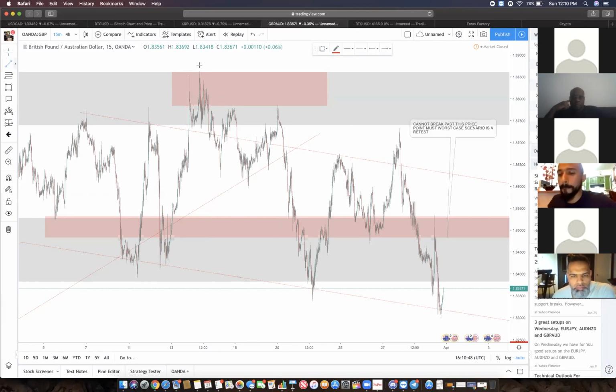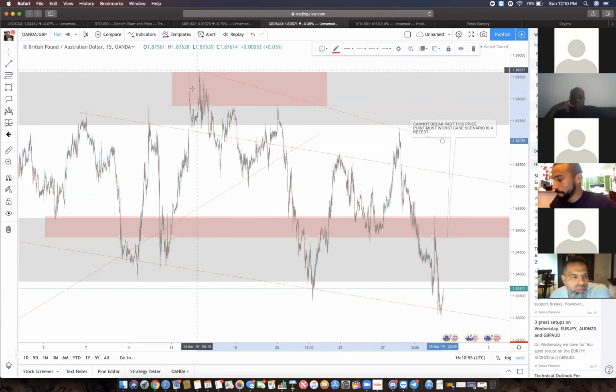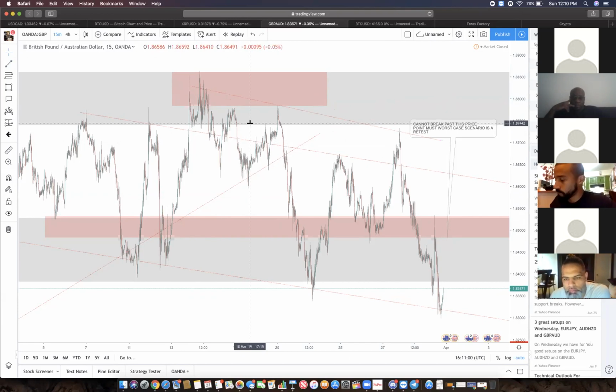But again, it's just identifying your important areas of prices. If you focus on what the market is showing you as opposed to what you want it to do, then yeah, right after on Thursday, I scalped GBP/AUD.